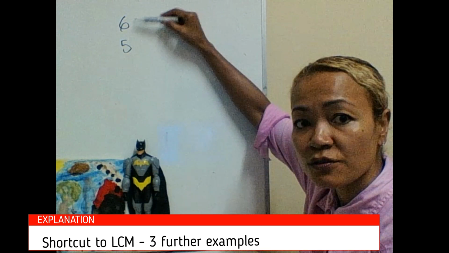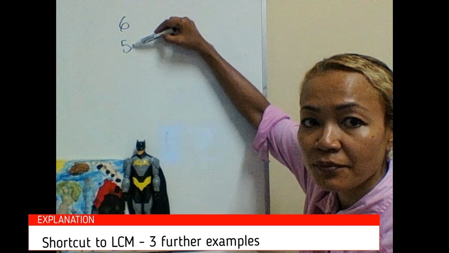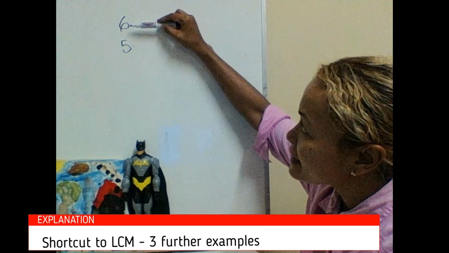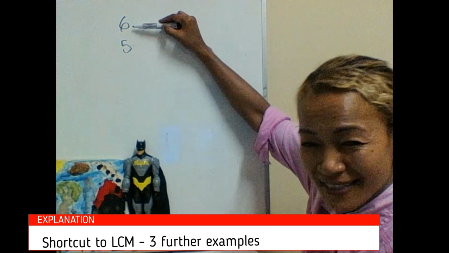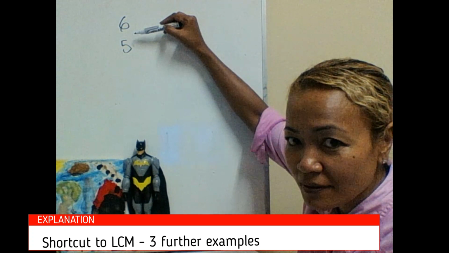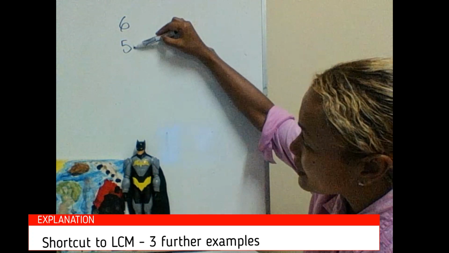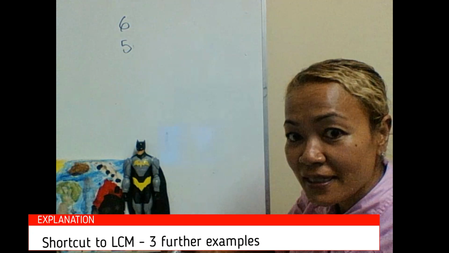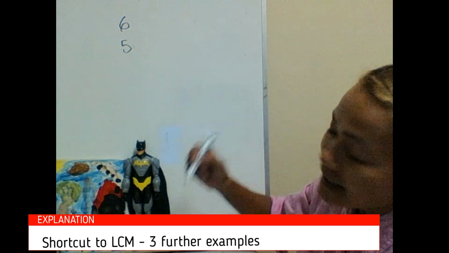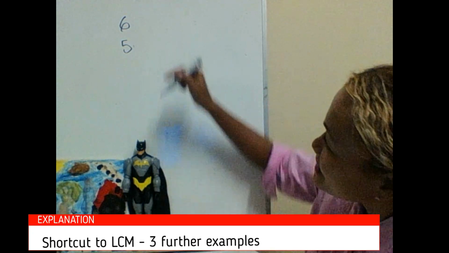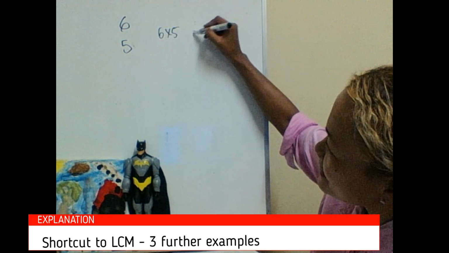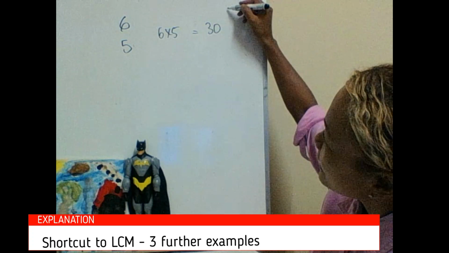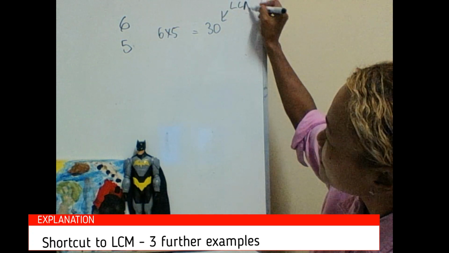Is one of these two numbers a prime number? Yes, 5 is a prime number. Is 6 a multiple of 5? Like, does 6 appear in the 5 times table? No. So if one's a prime number and the other number is not a multiple, then you know what happens? You just do 6 times 5 and the answer will be 30. And that is the lowest common multiple.